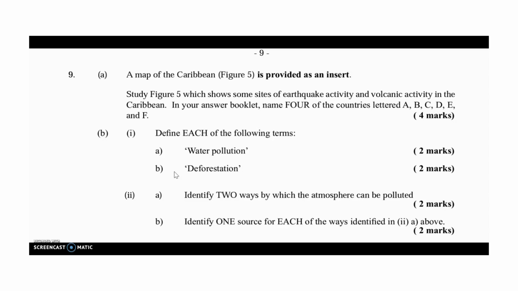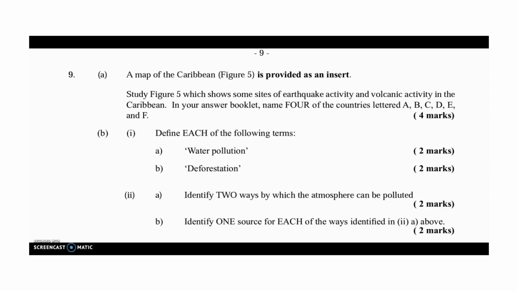Now, part 2, identify 2 ways by which the atmosphere can be polluted. The atmosphere can actually be polluted by fossil fuel combustion and also through the release of noxious gases. In terms of identifying one source of each, fossil fuel combustion can be derived from either factories or industries or even vehicle emissions. With respect to the release of noxious gases, even volcanic eruptions can contribute to the production of these particular constituents.